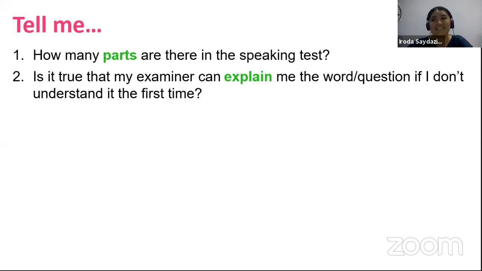All you will get is the repetition of the question. And if you don't understand the second time, what happens is that they simply move to the next question. You're not going to get help here.